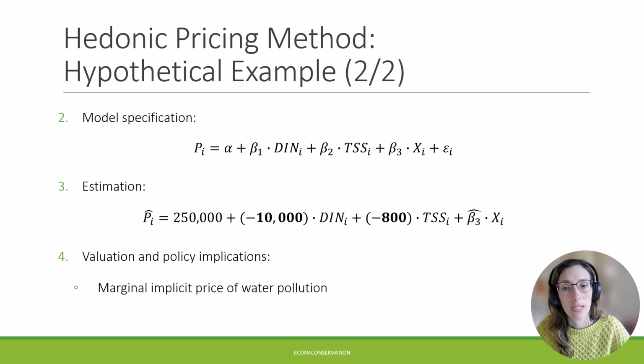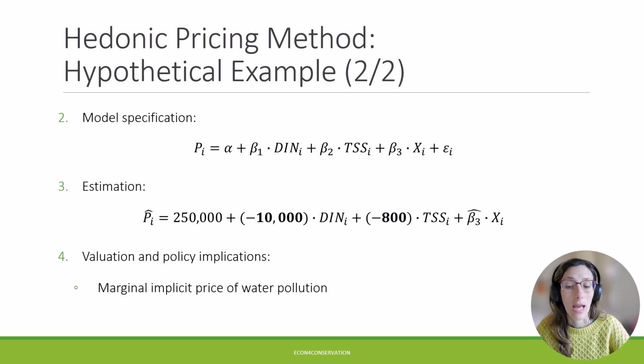The third step is the estimation. The economist runs a regression analysis using all the collected data. Suppose that after running this analysis, he or she gets the results I'm showing you here. So for example, in terms of interpretation, for each 1 milligram per liter increase in the dissolved inorganic nitrogen, property prices decrease by $10,000, holding other factors constant. And similarly, for each 1 milligram per liter increase in suspended solids, prices decrease by $800.